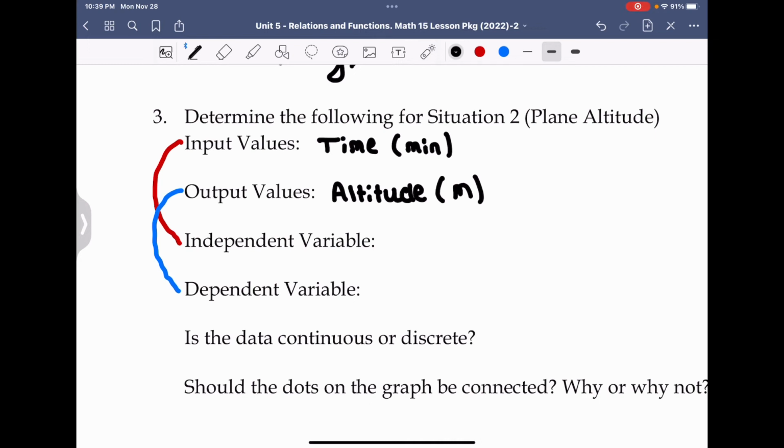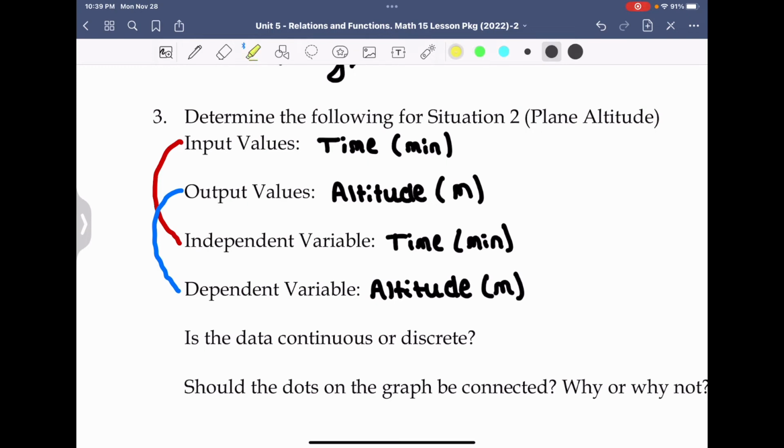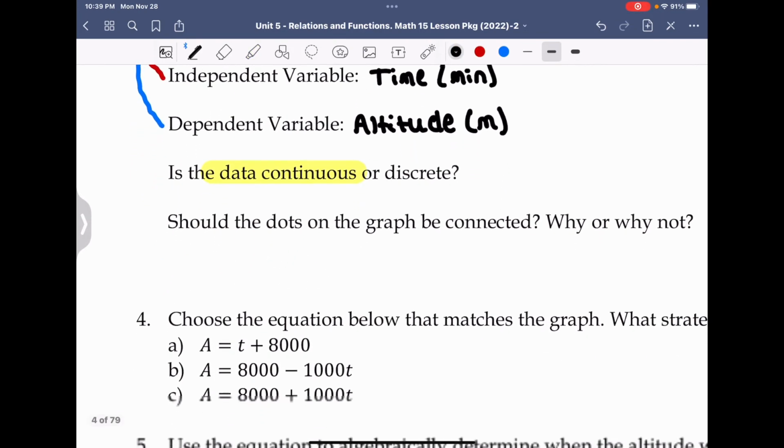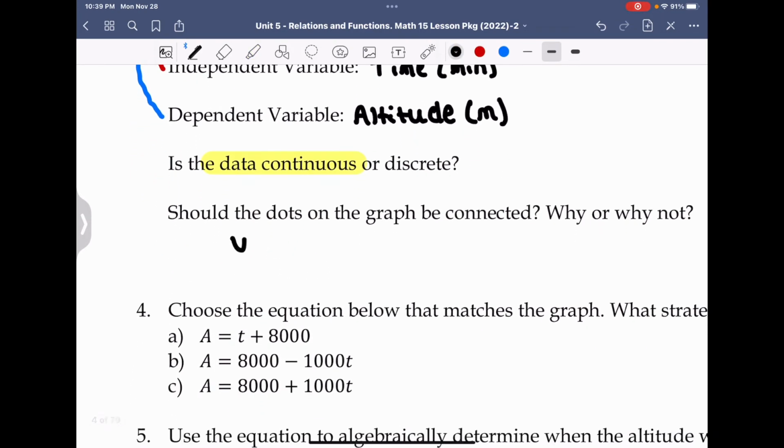So the independent variable is time. Time is continuous. It moves on and on and on. We have our dependent variable. Depending on how much time goes by, we have a certain level of altitude in meters. Now, is the data discrete or continuous? As soon as time's involved, we know the data is continuous. So should the dots be connected or separate? We know they should be connected. Yes, they should be connected because we have continuous data.